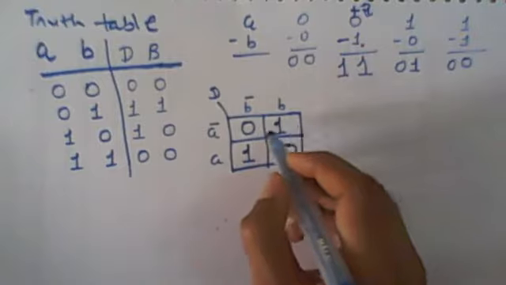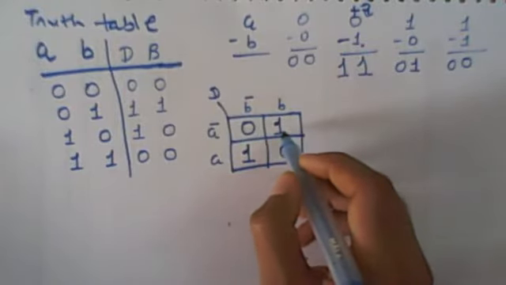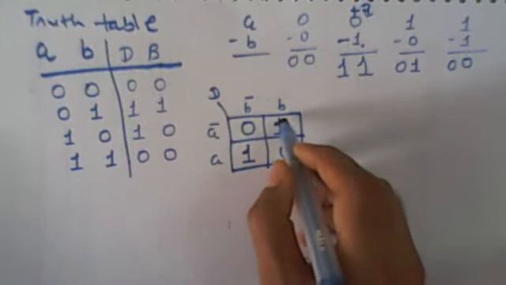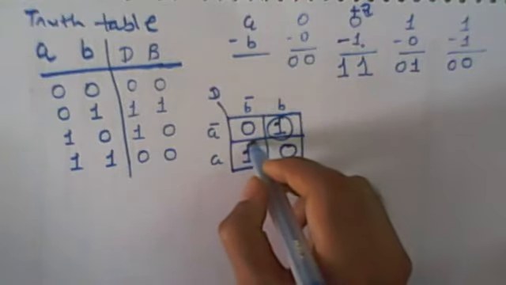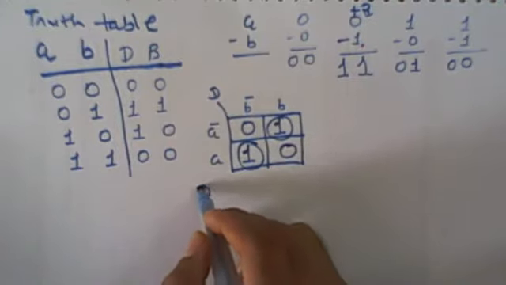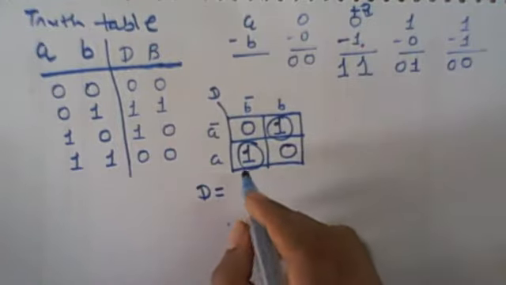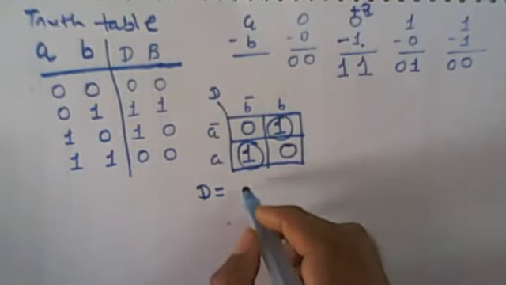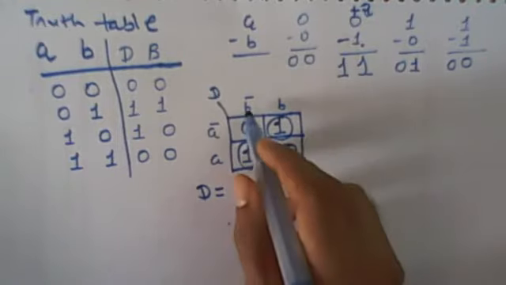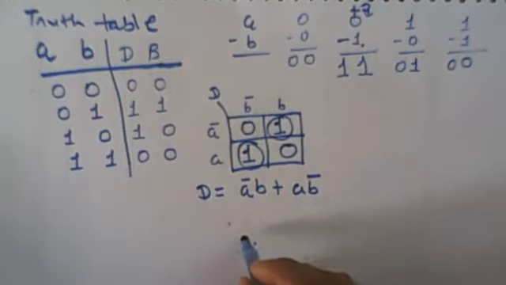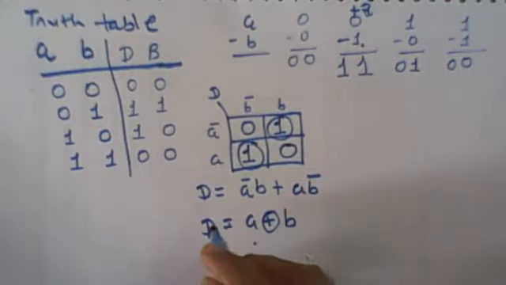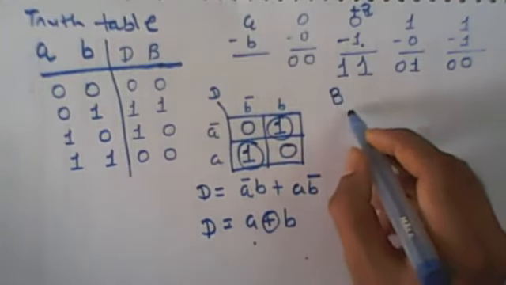Right? Let me make the groups of 1. For this one, a group of 4 is not possible, a group of 2 is also not possible, so it is a group of 1. Similarly, for this one, a group of 4 is not possible, a group of 2 is also not possible, so make a group of 1. So the minimized equation of the difference bit is A bar into B, the common variable in the first group, plus the common variable in the second group, A into B bar. So this is nothing but A XOR B. This is for the difference bit. Similarly, we have to prepare for the borrow bit.